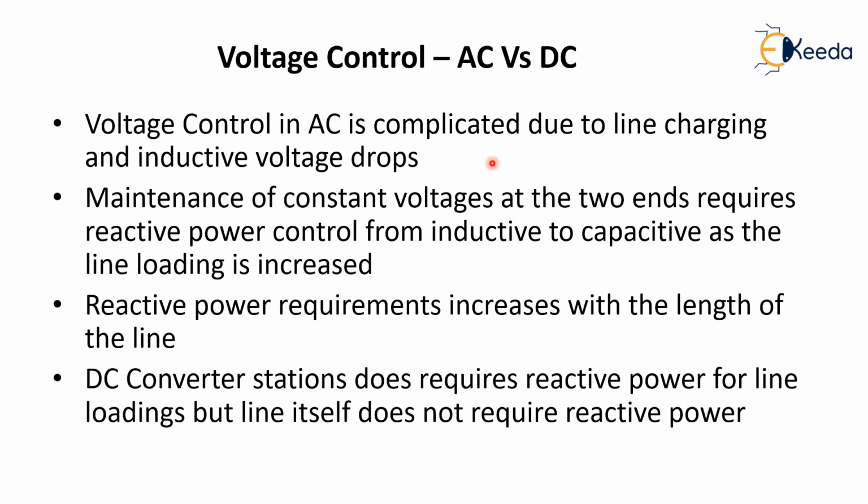The DC converter station does require reactive power. So we cannot say only AC requires reactive power. Even the DC converter station requires reactive power for line loadings, but the line itself does not require reactive power. But in case of AC, we can say that the AC transmission line itself requires reactive power compensation. So that is the basic difference between the voltage control of AC and DC.